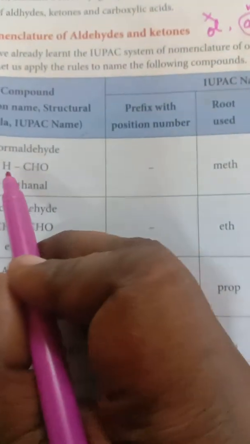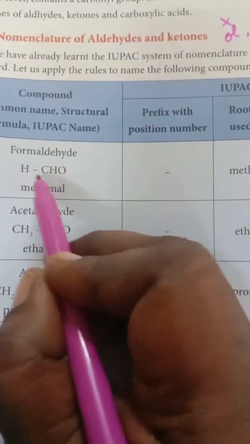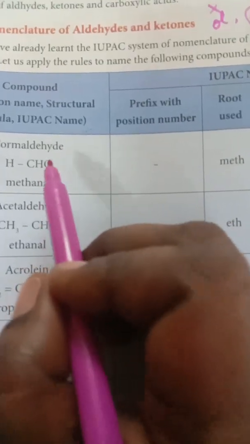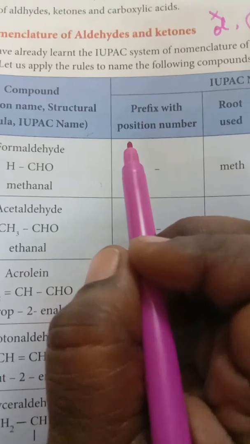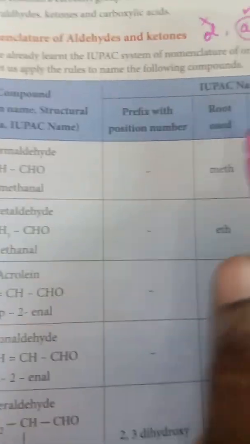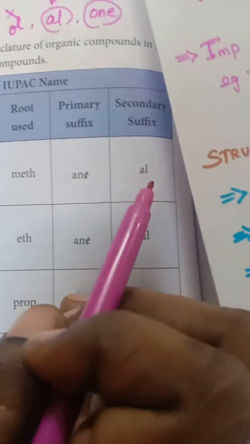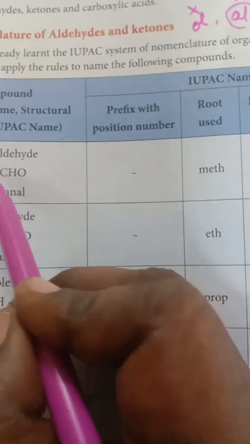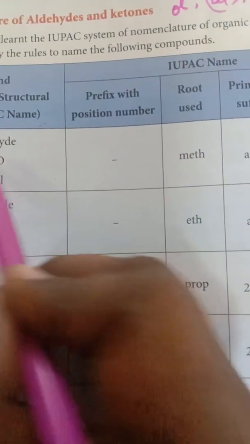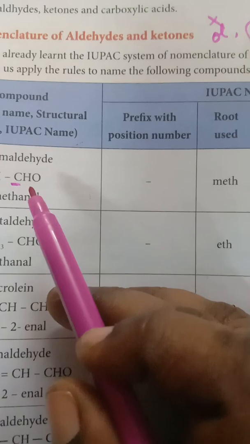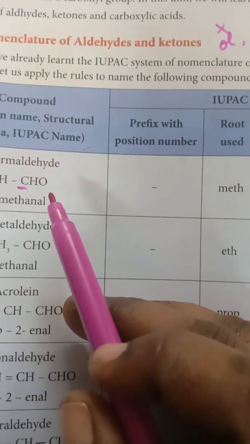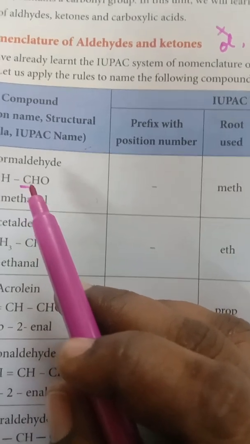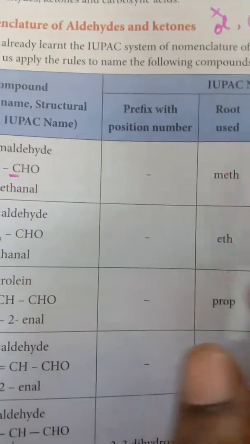So the first compound is HCHO. This is a functional group. If you see CHO, it is an aldehyde group, so the suffix should be "al". How many carbons does it contain? It contains only one carbon, right? If one carbon is present, what is the root or the parent compound? It is meth, right? So meth.